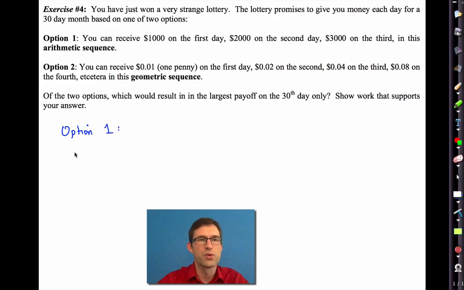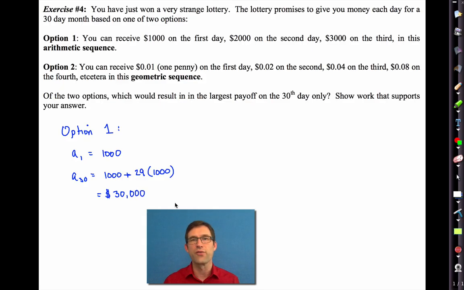What do we know? We know our first term is 1,000, and then our 30th term is going to be that 1,000 plus 29, not 30, additional thousands. Although, no great surprise, that gives us $30,000 on the 30th day. It makes sense. I mean, we're getting 1,000 on the first day, 2,000 on the second, 3,000 on the third, etc. So we're going to get 30,000 on the 30th day. Now, that's a great deal. I'll take that any day, or at least any day that I'm not given option 2.